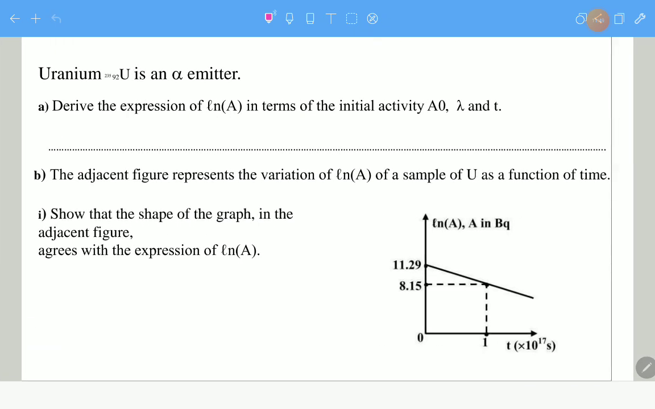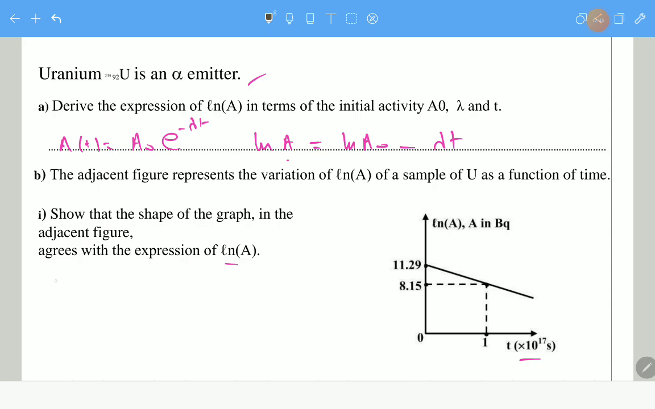So, okay. The next is to study the activity of uranium. Uranium is an alpha emitter. Derive the expression of Ln of A in terms of the initial activity, lambda and T. We know that the activity is equal to A0 exponential minus lambda T. So Ln of A equals Ln of A0 minus lambda T. The adjacent figure represents the variation of Ln of A of a sample of uranium as a function of time. Show that the shape of the graph in the adjacent figure agrees with the expression of Ln of A.